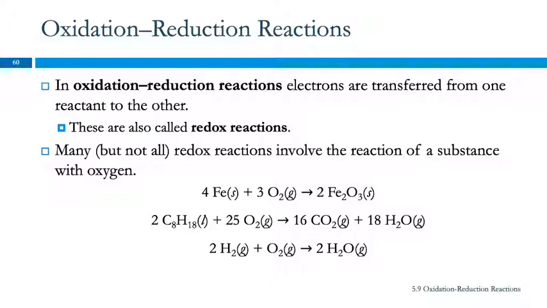Many of these types of reactions involve something reacting with oxygen. So some examples here, rust. So iron reacts with oxygen to make iron oxide. Here, the iron in the reactant is the element. It doesn't have a charge. It's not an ion. The iron in the product is an ion, part of this ionic compound.